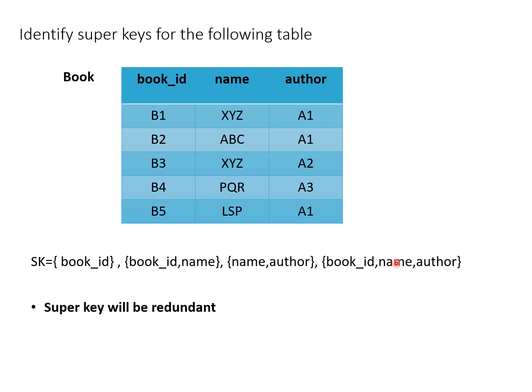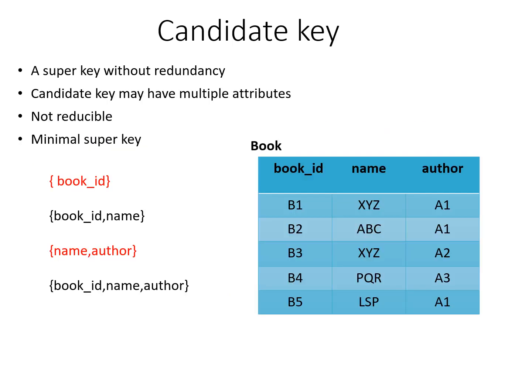So that is nothing but the redundant attributes. In this combination, if I consider book ID, then name, author is a redundant attribute. Or if I consider name, author, I could say that book ID is a redundant attribute. So that's what a redundant attribute is.